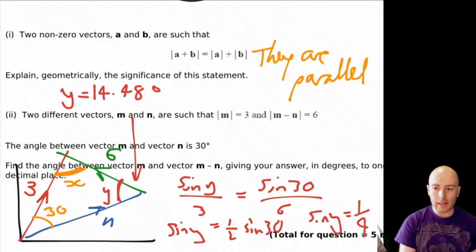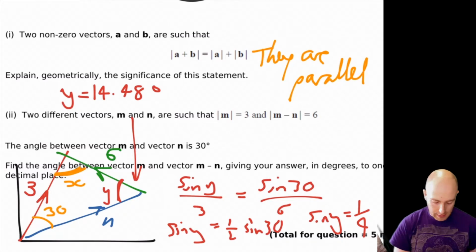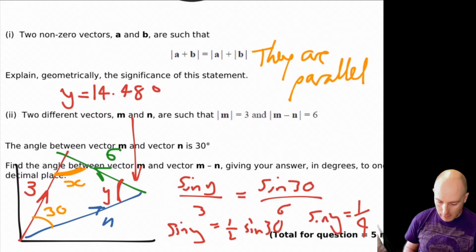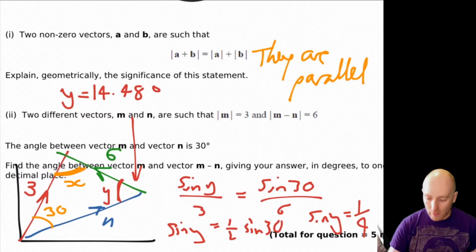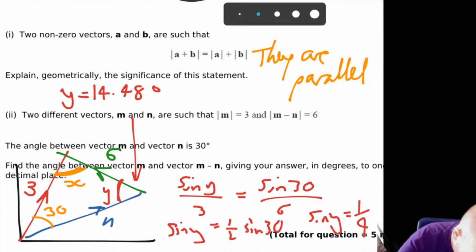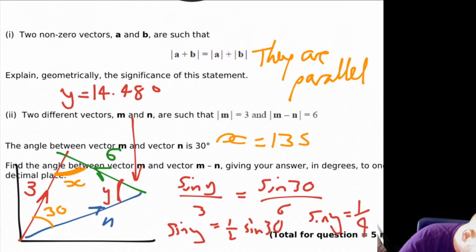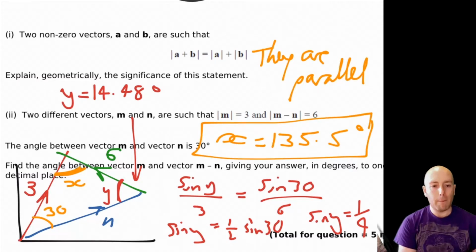We want to try and find X, so if I do 180, take away that, take away 30, we get 135.5 to one decimal place. So X is 135.5 degrees. There we go.